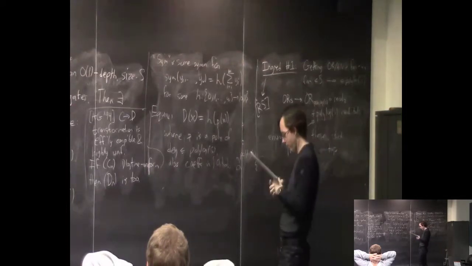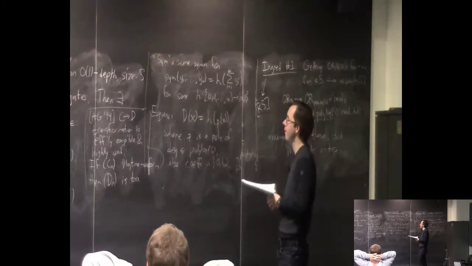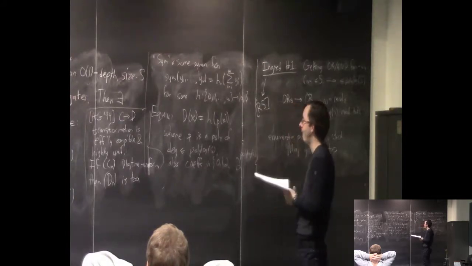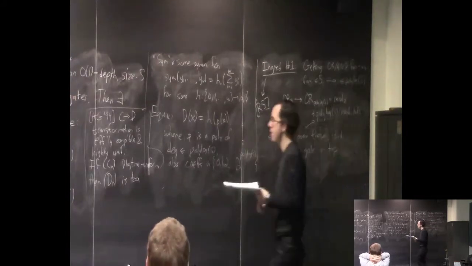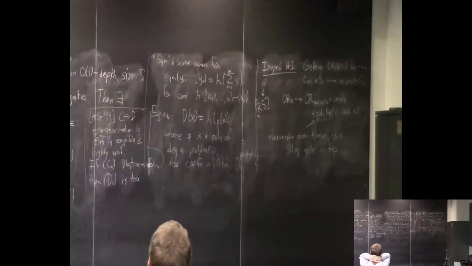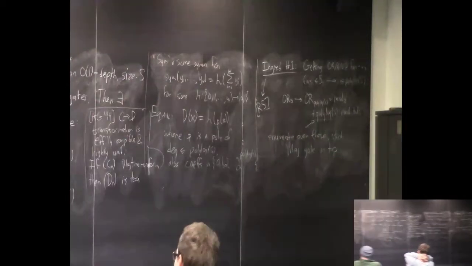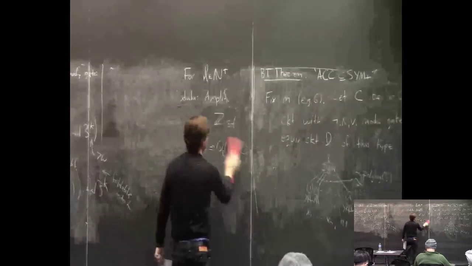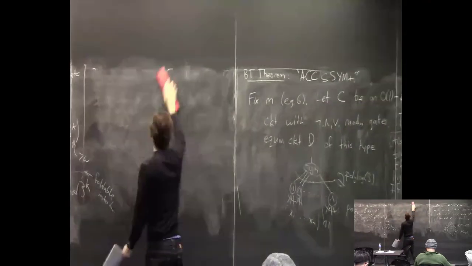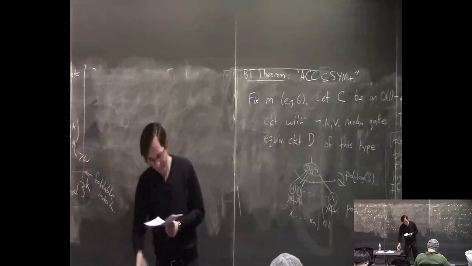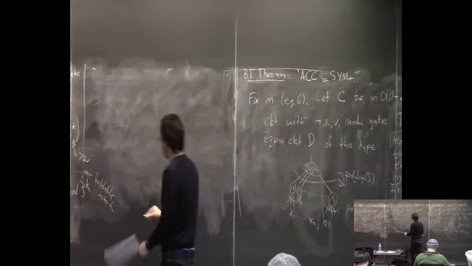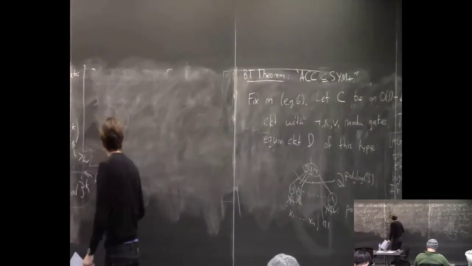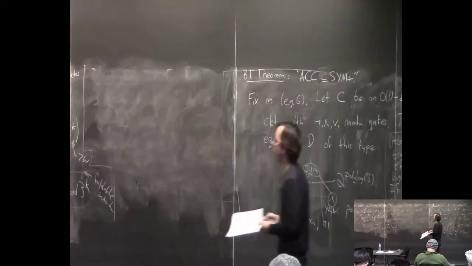Great. So what we're going to do now is take this theorem for granted and use it to prove lower bounds against the circuit class ACC. So in fact, here's a twist that comes up here.